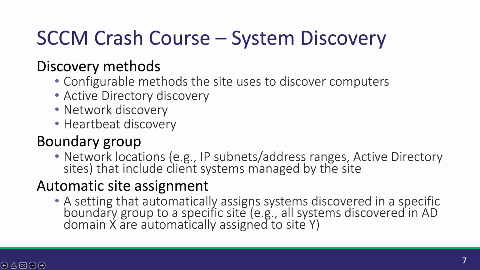Boundary groups in SCCM are just IP address ranges and Active Directory domains that are defined to provide a scope for other actions, like automatic site assignment, which is when new computers that are discovered in one of those IP address ranges or AD domains are automatically assigned to a certain SCCM site.